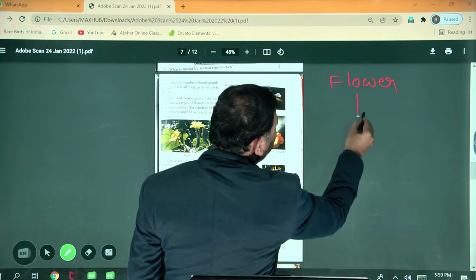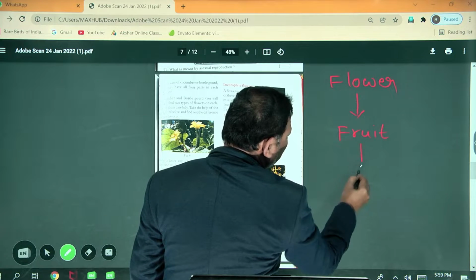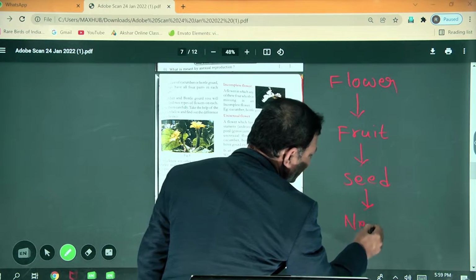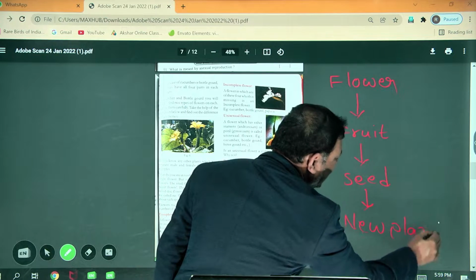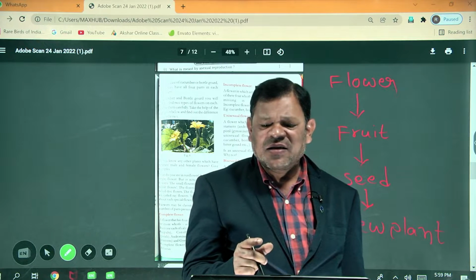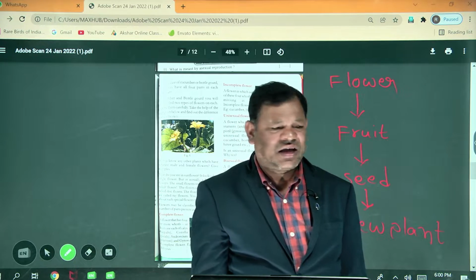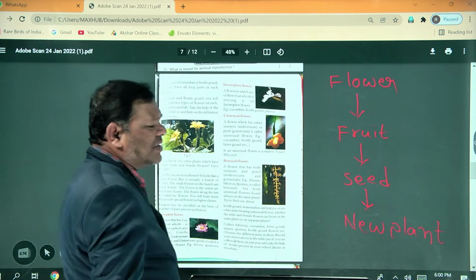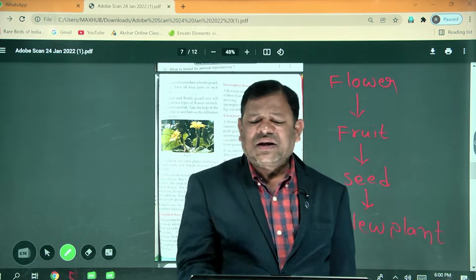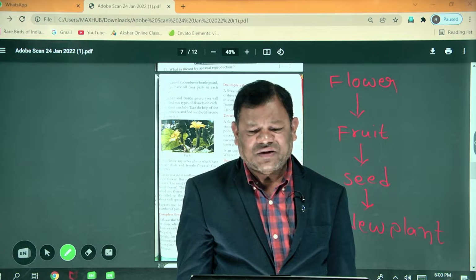This flower is turned into the fruit. This fruit is turned into the seed. This seed gives rise to the new plant. So keep in your mind, the sexual part of the plant is the flower. The reproductive part of the plant is the flower.